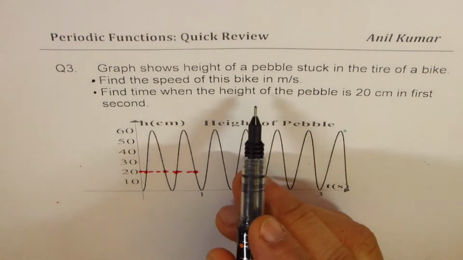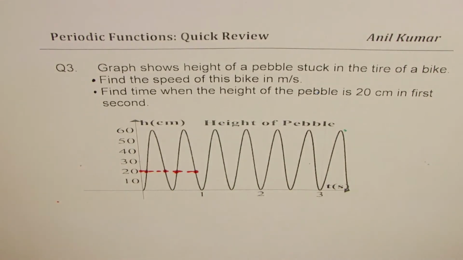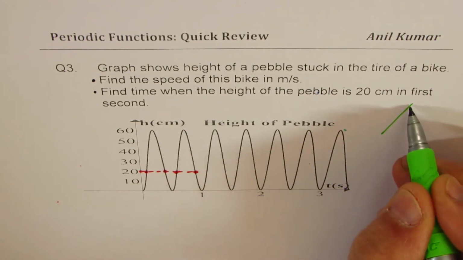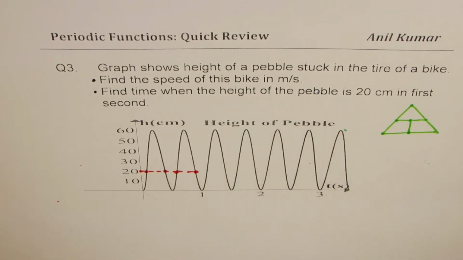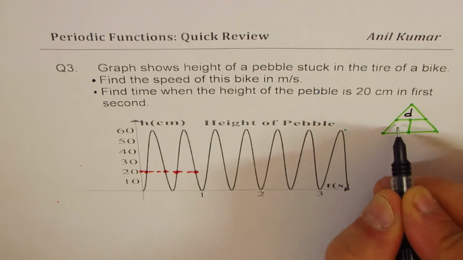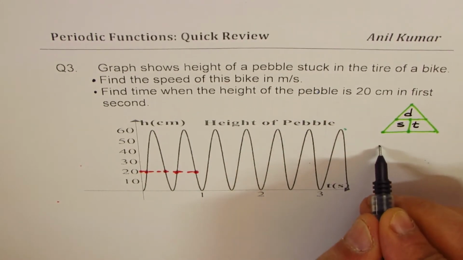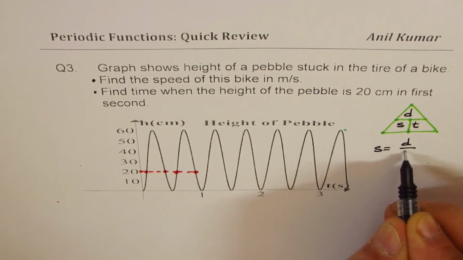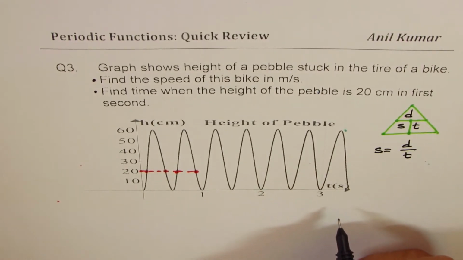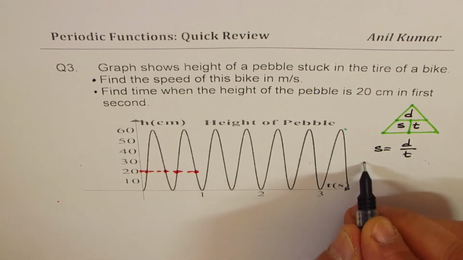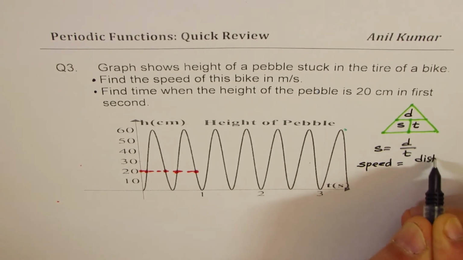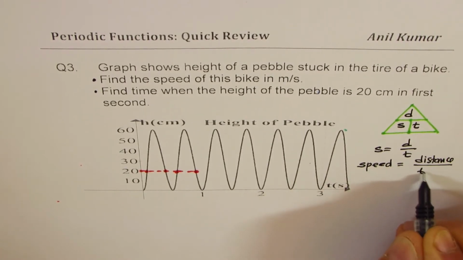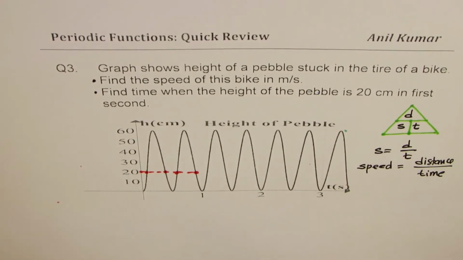Now to find speed, what should we do? Well, there are a few basics you should know, and that is the speed, distance, time relation. How are they related? Distance is speed into time, so speed is distance over time. What I have written here is speed is distance over time. How do we find distance and how do we find time?